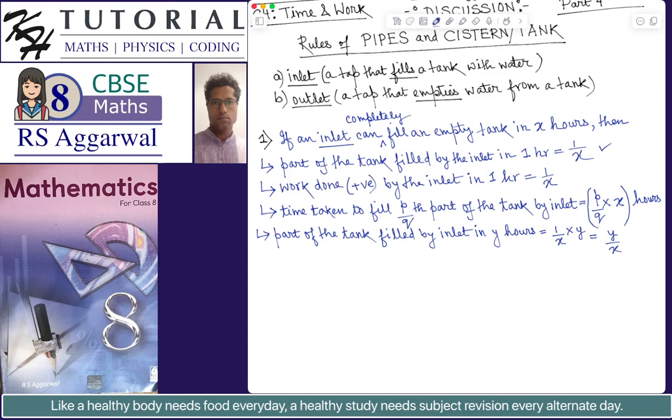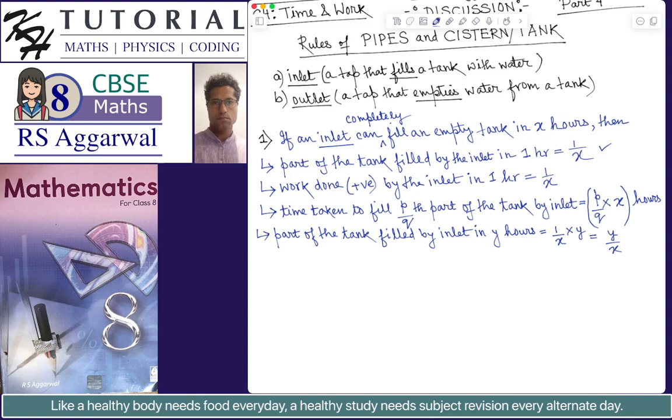It could also be a fraction like 3.5 hours or 4.5 hours, but mostly you will deal with problems where x will be given as natural numbers like 6 hours, 8 hours or 10 hours. So definitely 1 by x will be a fraction. So 1 by x is the fraction of the tank that will be filled by the inlet in 1 hour, when it is known that an empty tank is completely filled by the inlet in x hours.